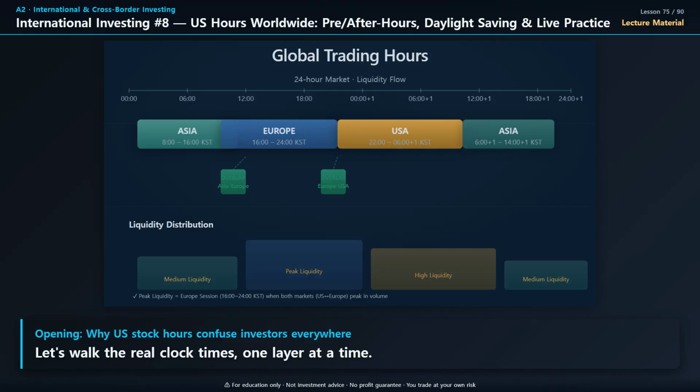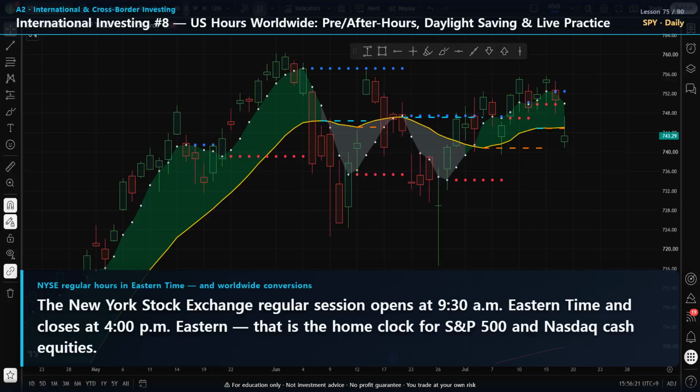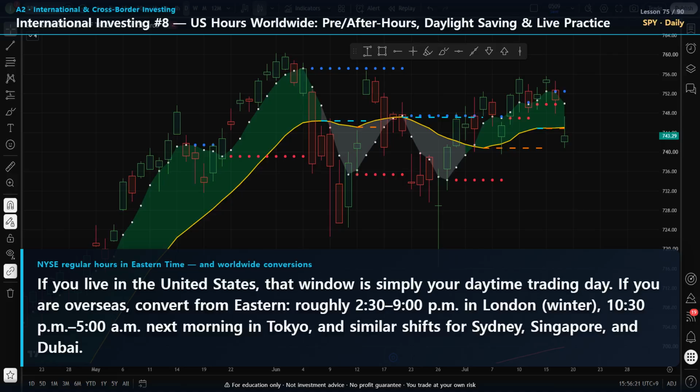Let's walk the real clock times, one layer at a time. The New York Stock Exchange regular session opens at 9:30 a.m. Eastern Time and closes at 4 p.m. Eastern. That is the home clock for S&P 500 NYSE cash equities. If you live in the United States, that window is simply your daytime trading day. If you are overseas, convert from Eastern, roughly 2:30 to 9 p.m. in London in winter, 10:30 p.m. to 5 a.m. next morning in Tokyo, and similar shifts for Sydney, Singapore, and Dubai.